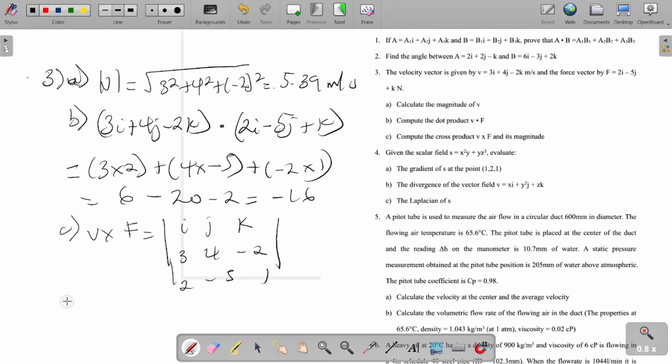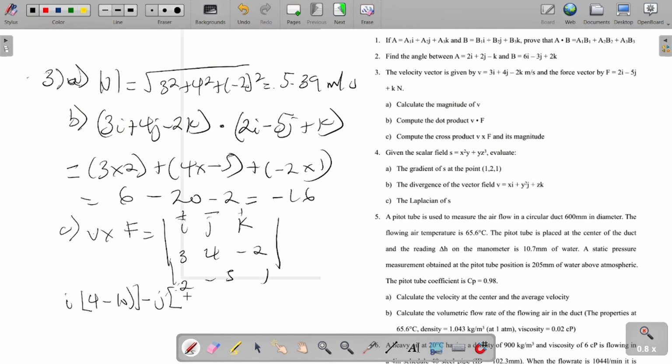I'll have i multiplying 4 minus 10. Then I have minus j. Using the sign convention, I have positive, minus, positive. So taking the first column and the first row, that gives me the 4 multiplying minus 5, and then minus 5 times minus 5? That gives me the 10 over here. And over here, the convention for the second column is minus.